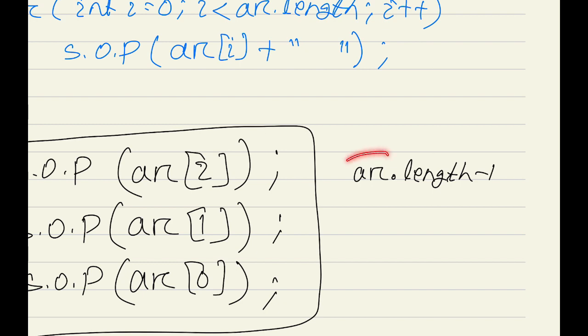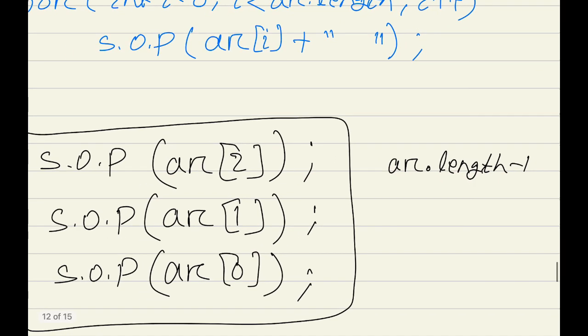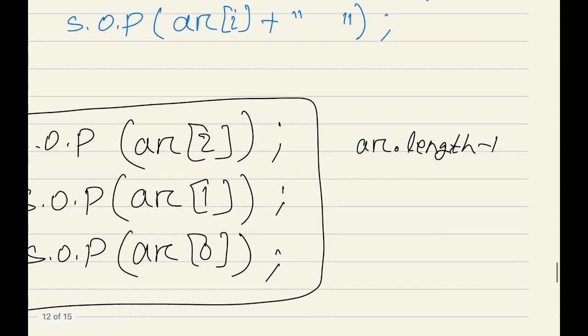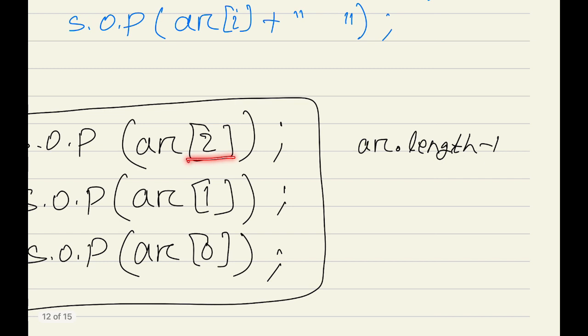So the highest index is size of the array minus 1, or length of the array minus 1. So we need to first display the element that is indexed at size minus 1 or length minus 1. That's why we are writing this. We can write this 2 in terms of ar.length minus 1, and first we display ar[2], then ar[1], then ar[0] like this. So when we get 0 we can terminate the loop.